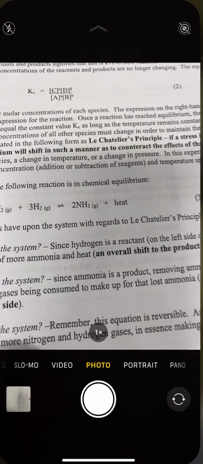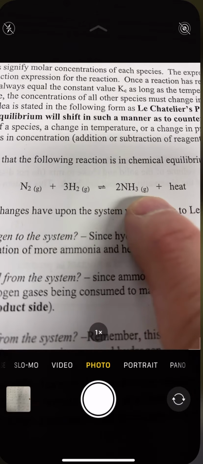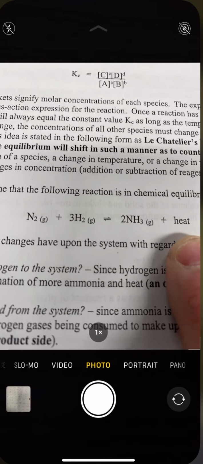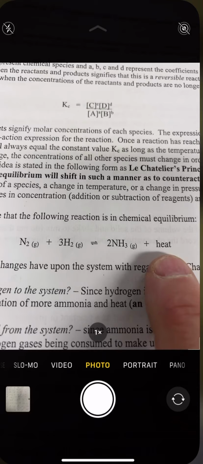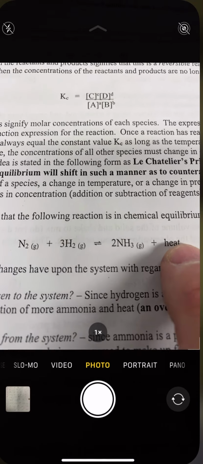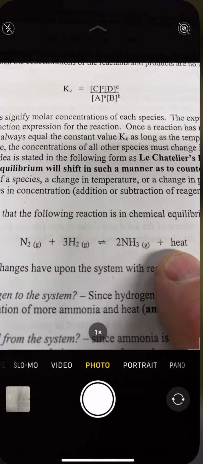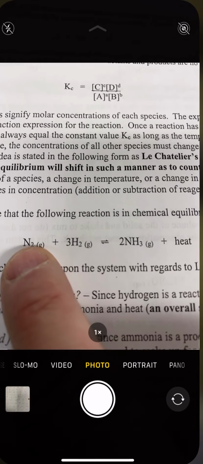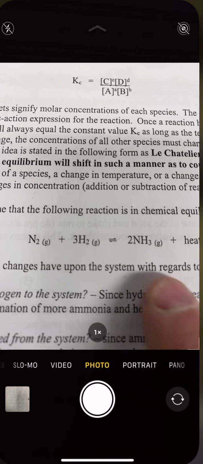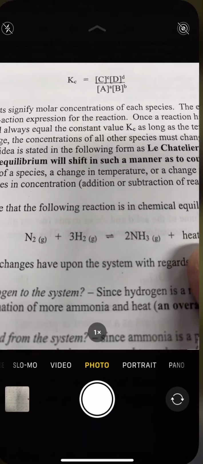Right? They even give you a specific example. Nitrogen plus hydrogen in equilibrium with ammonia and heat. So heat can be part of the equation as well. If I add heat, there'll be too much heat on the product side. I can shift the equilibrium to the left. I'm adding product, so heat behaves like a product. It pushes the reaction to the left. If I cool this reaction down, I'm removing heat, so it pulls the reaction to the right.